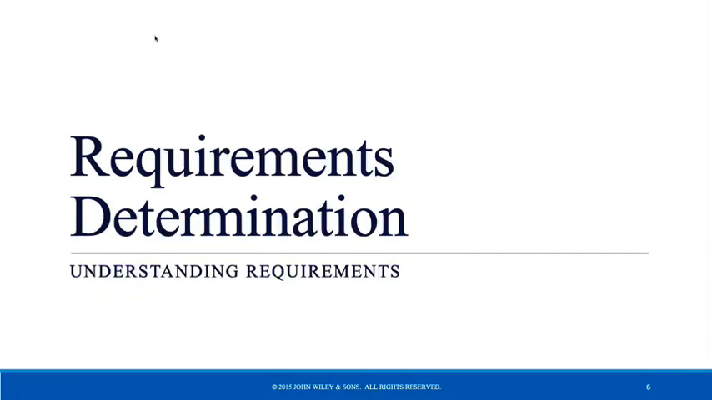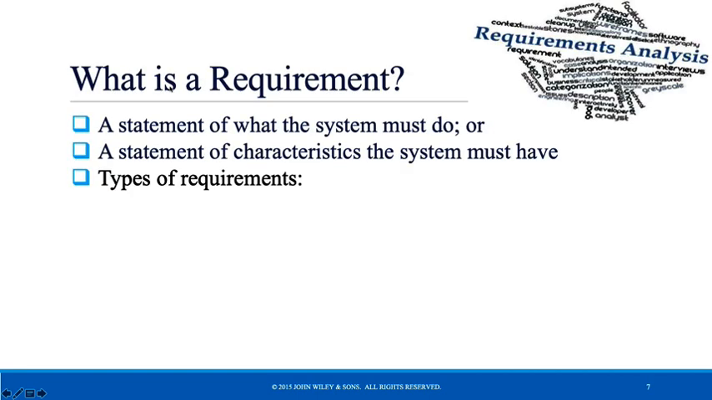In this video, I will quickly review the system requirement, which is one of the most important steps of system analysis and design. So when we talk about requirement, it's basically a statement of what a system must do for the end user, or some of the characteristics that a system must have. So what are these different types of requirements?